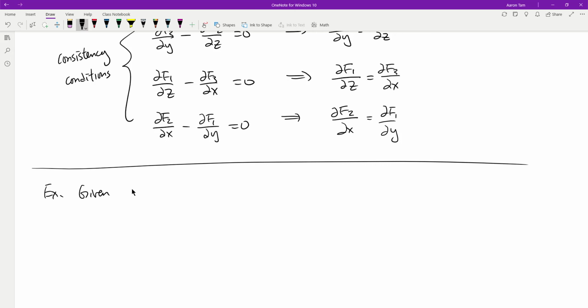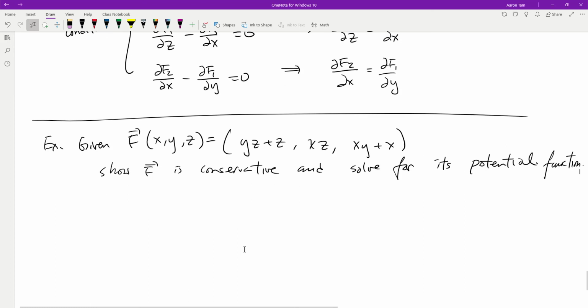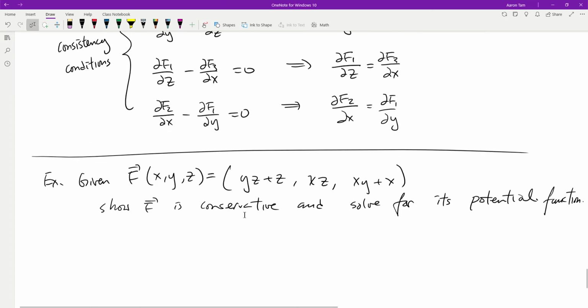Let's say we're given the vector field f of x, y, z equal to yz plus z, xz, xy plus x. We're going to show that f is conservative, and we're going to try to solve for its potential function. So let's see if we can show that it's conservative. I'm going to show basically these three conditions right here.